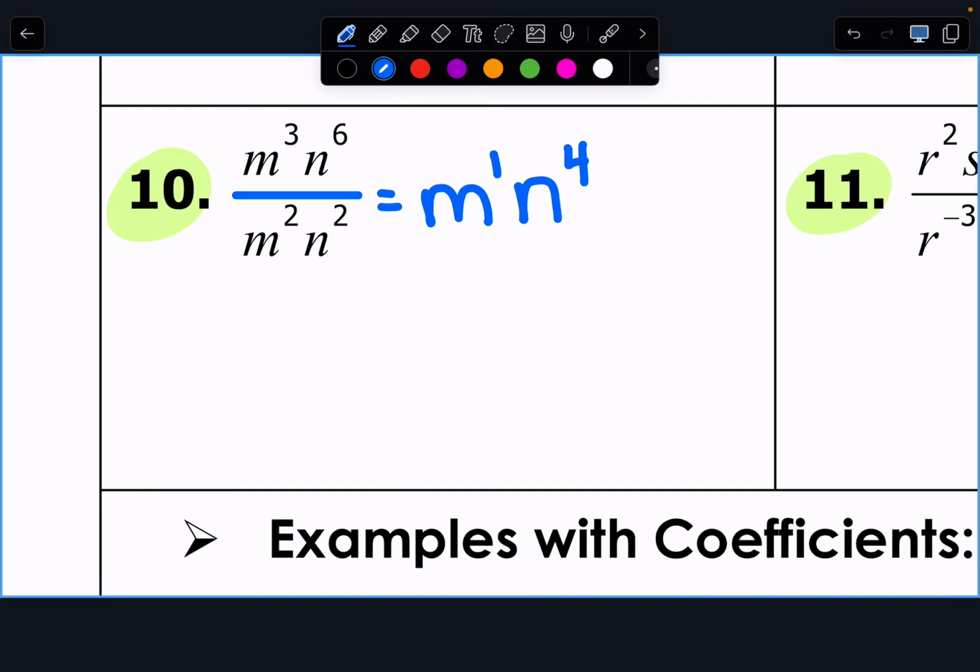Do I need that 1 with my M? No. You don't need it. If you have it, is it wrong? Absolutely not. It is not wrong if you have it, but it is unnecessary, okay? I'll take either answer. It's totally fine.